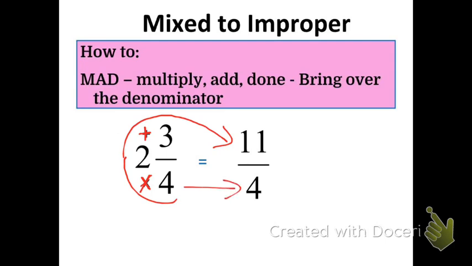Now, someone asked me earlier today, so well, shouldn't we simplify that? No, the reason we're not simplifying it is because this is not the answer to a question. This is because when we do math, when we do multiplying and dividing, we have to have an improper fraction to do it. We can't multiply any other way. So just so you know, this is not a final answer. If you were giving me an answer, you would give me the mixed number, not 11 over 4. Okay?